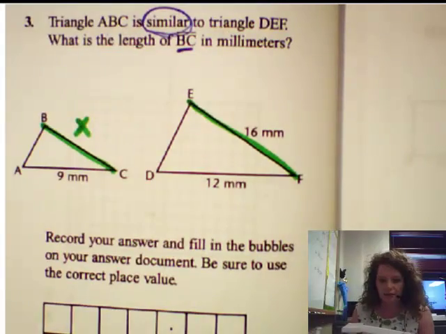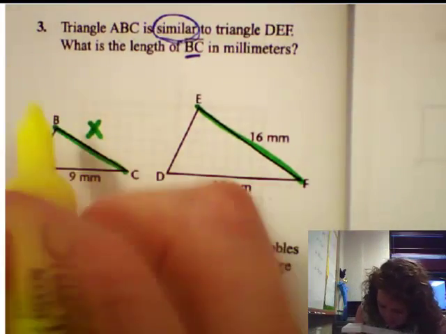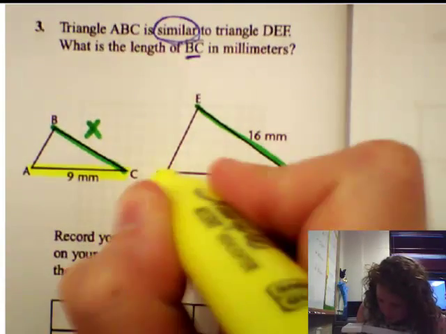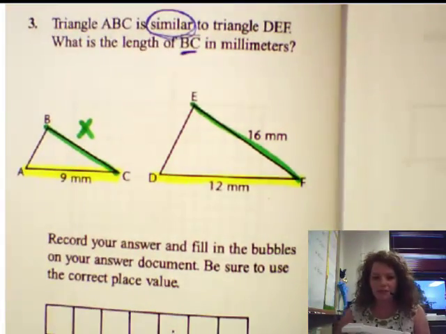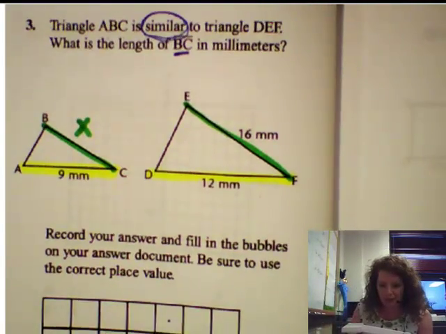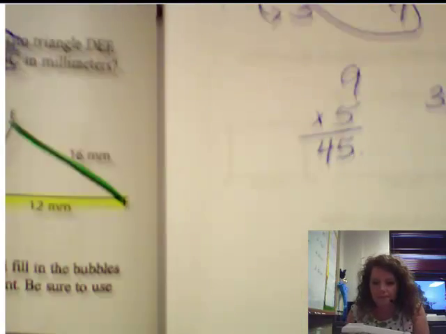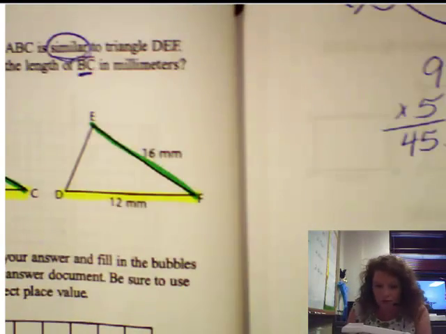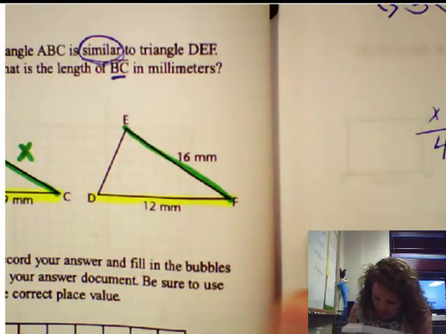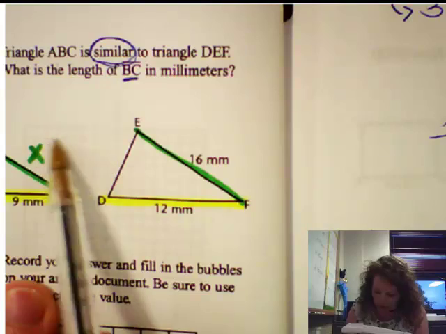Okay. Let's color another pair while we're at it. Looks like those bases are going to match the 9 and the 12. Alright, so now all we have to do is set up our proportion. I don't have very much room on that page, so I'm going to go across the page here a little bit, and set up our proportion right here. We're trying to find X, so we better put X in our proportion.